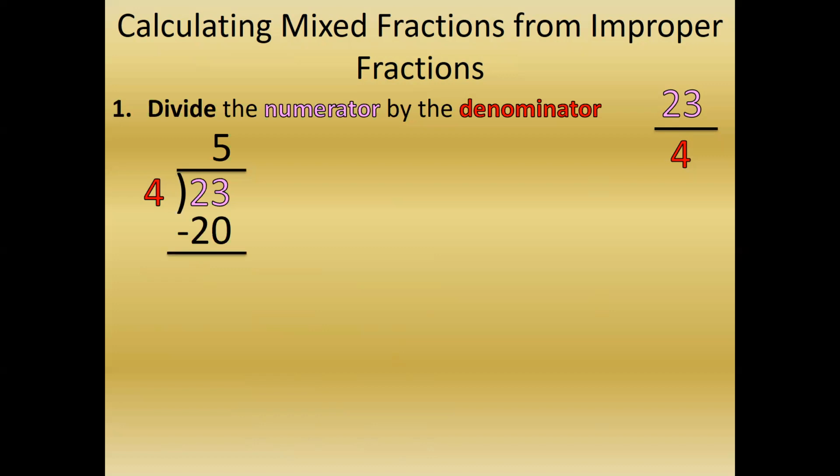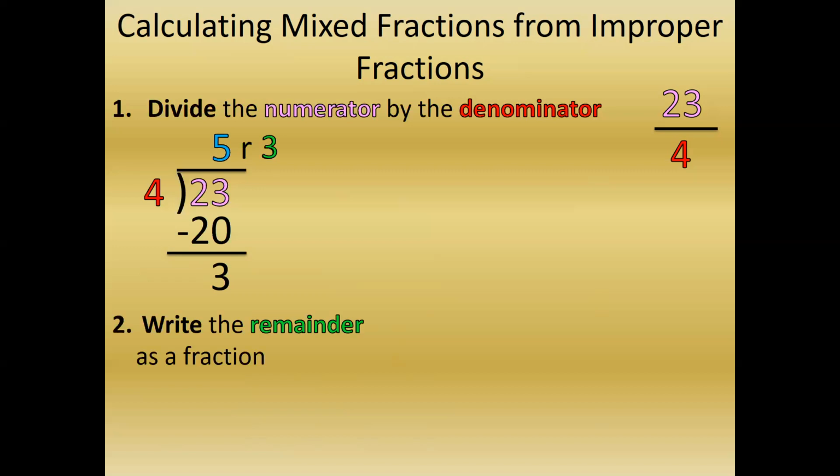So 23 minus 20 is equal to 3. So what do we do with this 3? Can 4 go into 3? Nope. So what happens with the 3? It becomes our remainder. So now we go on to step number 2.